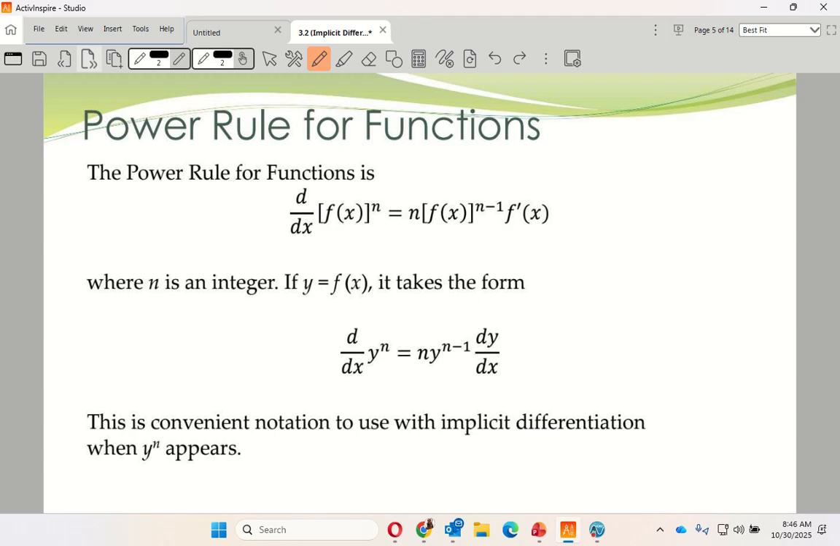Convenient notation uses implicit differentiation when y to the n appears. So, because we're not using the tick marks for these, we're using the dy/dx. Because the tick mark could easily be mistaken, especially when you're going back over your work for a first power, isn't it? Yeah, it's fine.